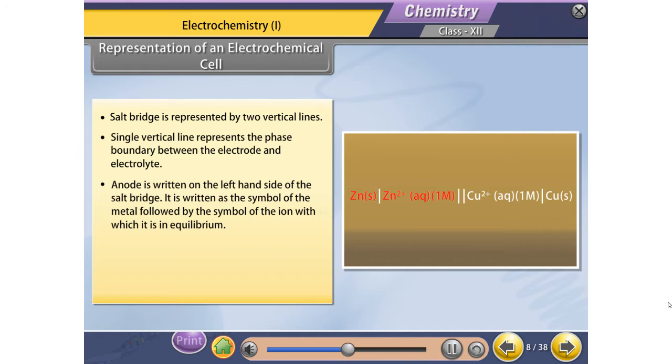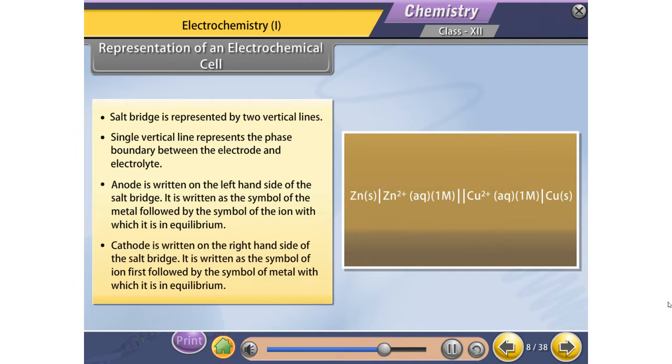Anode is written on the left-hand side of the salt bridge. It is written as the symbol of the metal followed by the symbol of the ion with which it is in equilibrium. Cathode is written on the right-hand side of the salt bridge. It is written as the symbol of the ion first, followed by the symbol of the metal with which it is in equilibrium.